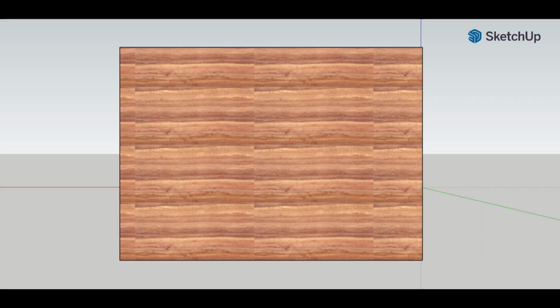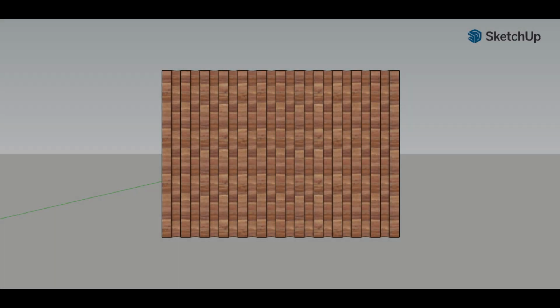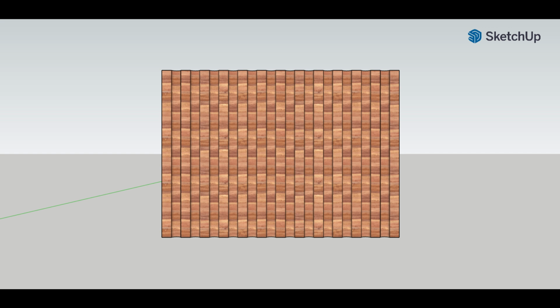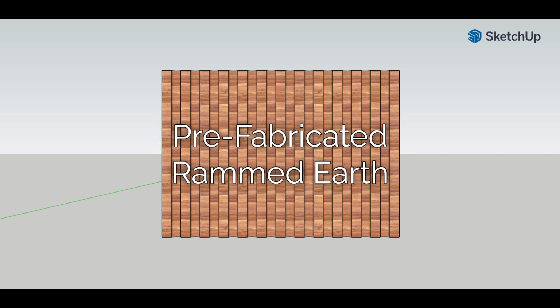Imagine a building material that's both ancient and cutting edge, beautiful and incredibly sustainable. We're talking about rammed earth, but with a modern twist. Traditional rammed earth involves compacting a mixture of raw materials like earth, sand, and gravel into forms. It's been used for centuries, but now we're seeing a revolutionary approach: prefabricated rammed earth walls.